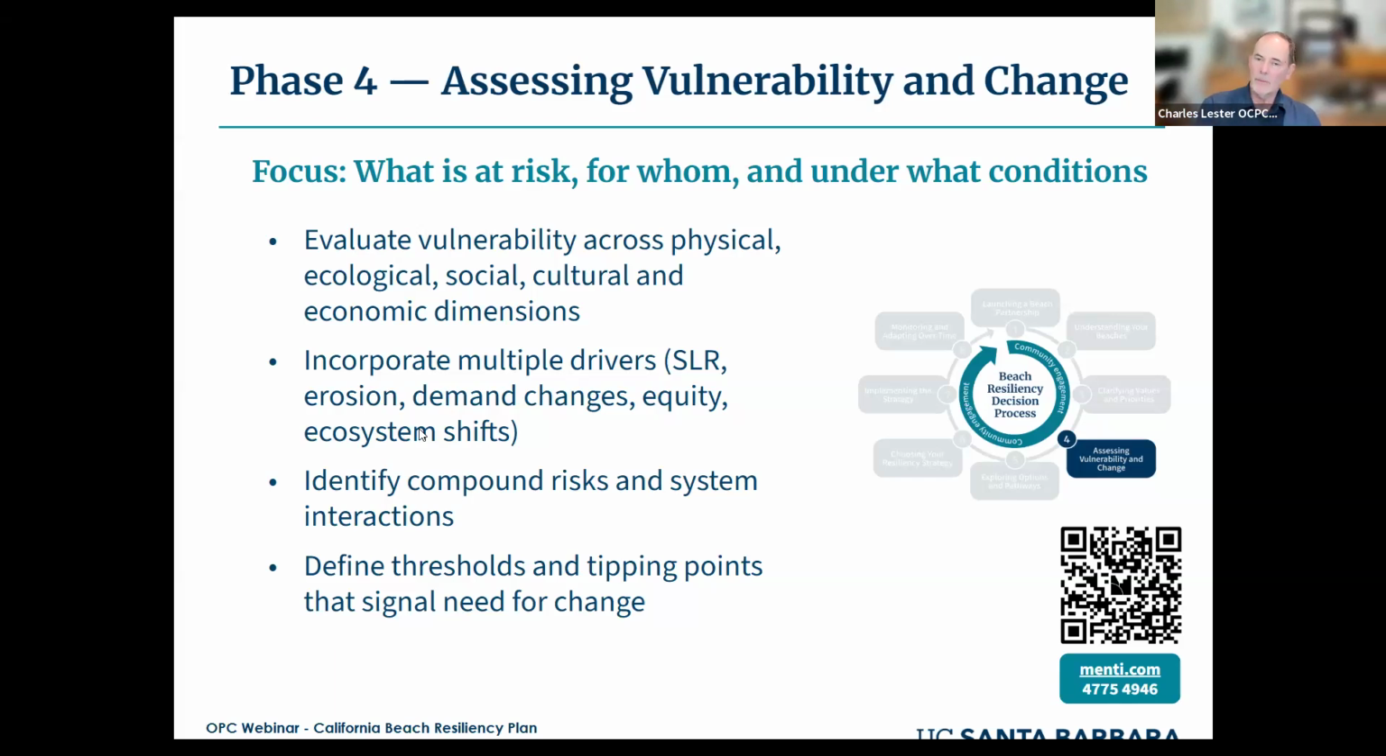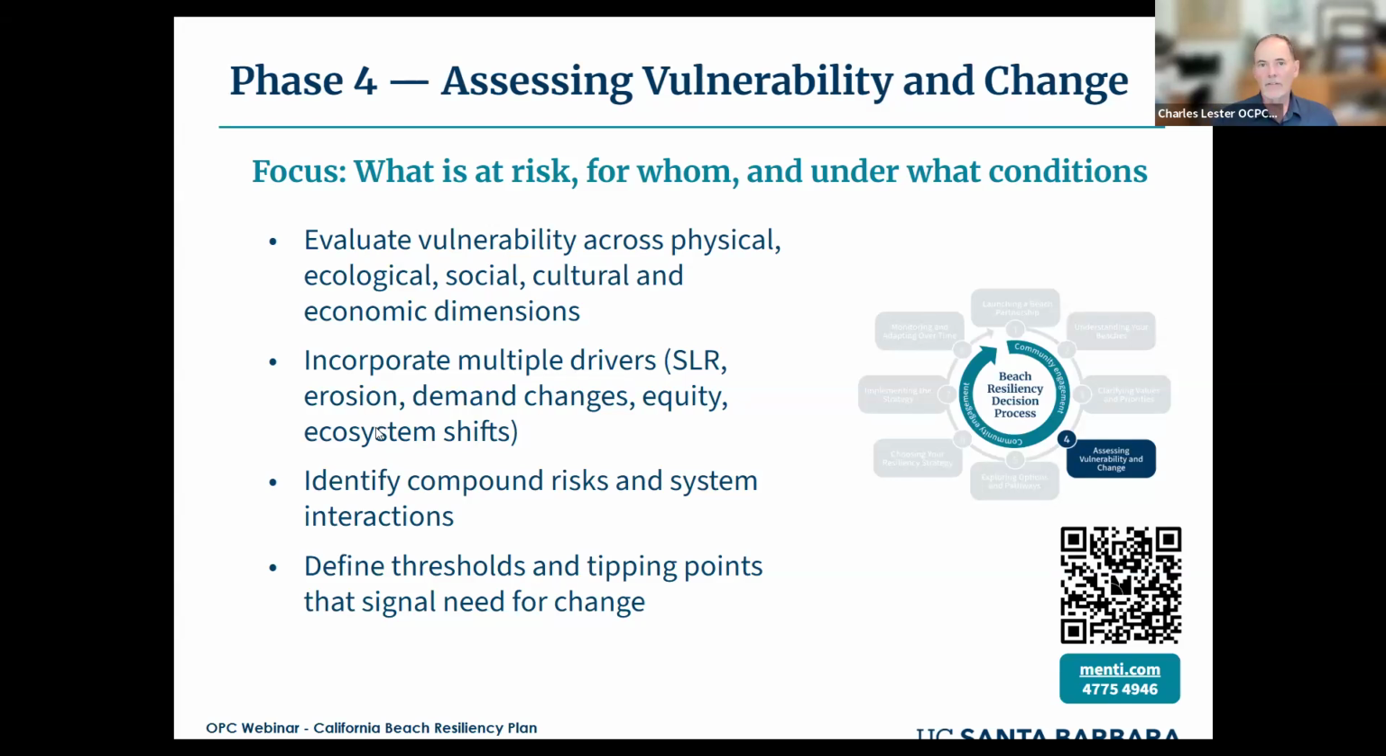So evaluating the vulnerability, and again, it's not just physical vulnerability, but also ecological, social, cultural, economic, all of these things are changing. And so while sea level rise and climate change are key drivers to this effort, we're also concerned about social changes and how those might interact with physical beach changes and make new vulnerabilities. And of course, that raises questions about environmental justice, equity, the distribution of beaches across the system.